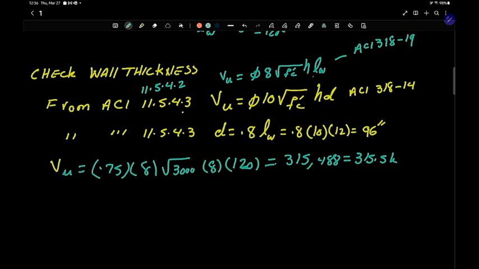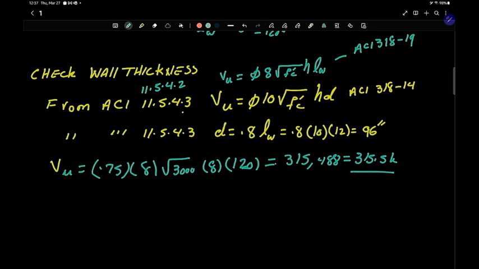Use h times lw. But if you go into ACI 318.14, it says phi times 10 times square root of f'c, but times h d, not h times lw. However, d is equal to 0.8 lw, which is basically 96 inch. But if I calculate the shear based on ACI 318.19, I get 315.5 kip.